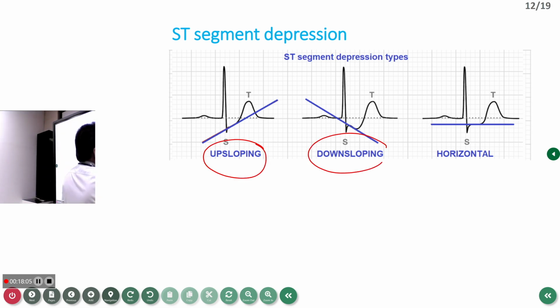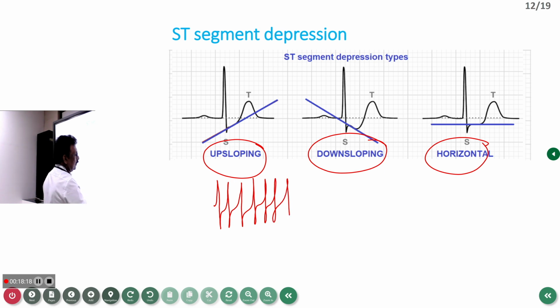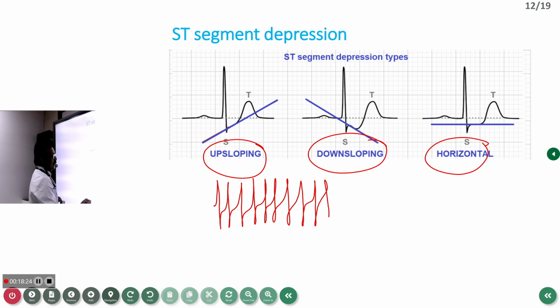What you are seeing here is upsloping. Suppose there is a rapid heart rate, you can get it like this. The machine is doing it very fast, so it will not end up with a normal ST segment. The ST segment is depressed, and it is an upsloping ST segment. That is very important. Whereas here it is a downsloping ST segment.